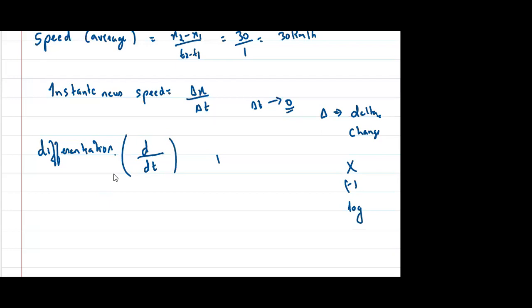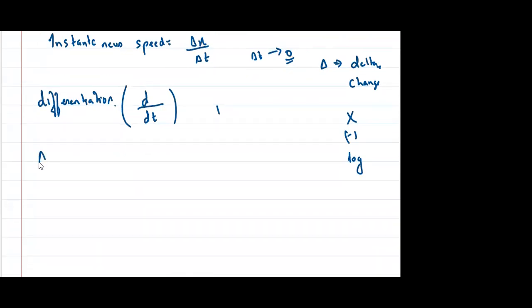Now, can you tell me what is the relationship between this d and this triangle? Delta is a bigger change, whereas differentiation is a smaller change. Exactly. When you talk about delta, it is a finite change. But d is also delta, by the way. It is also called delta, but it is an infinitesimally small change.